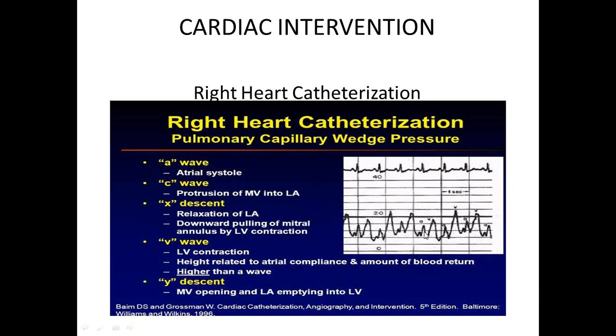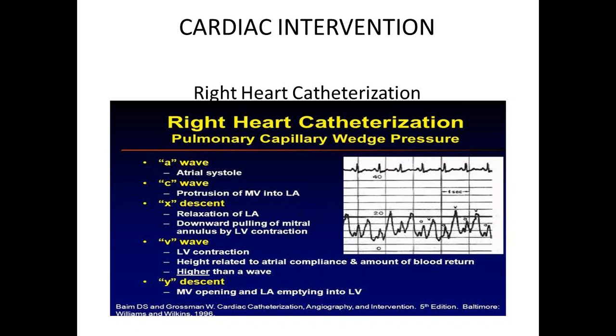Your X descent is due to relaxation of the left atrium. And then your V wave, when the LV contracts, is going to push the mitral valve upwards. And then your Y descent is when the mitral valve opens. So similar explanation for the right and the left atrial pressure. The left atrial pressure is going to be higher.